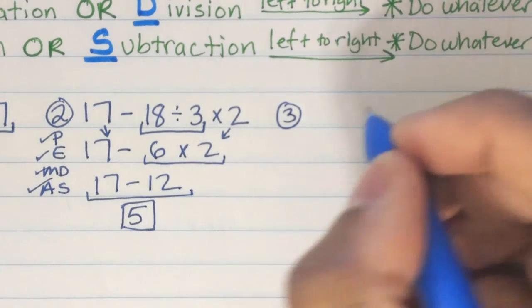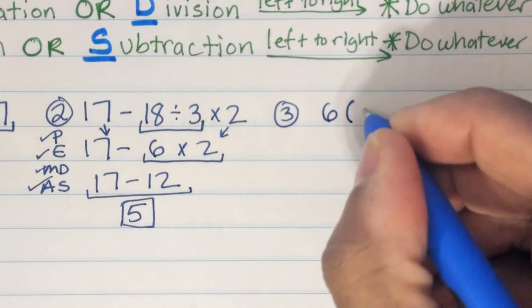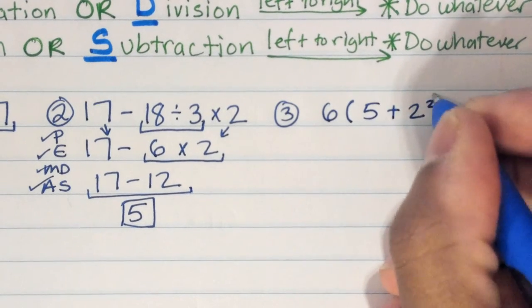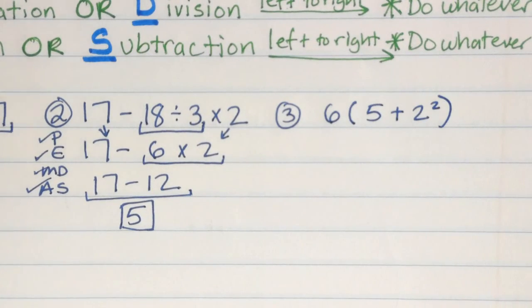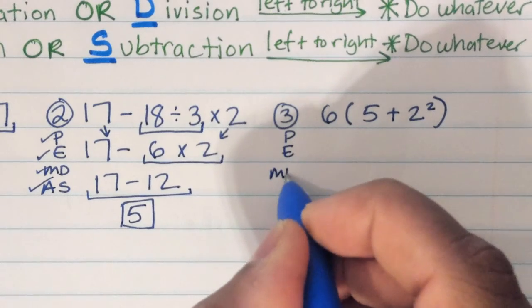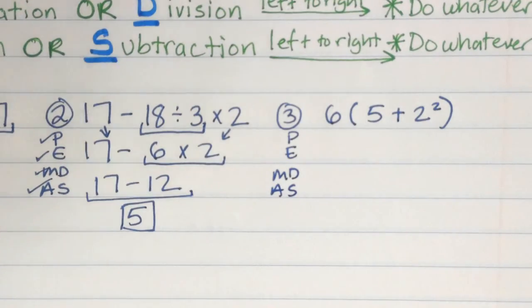Number 3. We're going to do 6 parentheses 5 plus 2 squared. And again, I'm going to write PEMDAS. Definitely make sure that you follow these steps because they help you out.